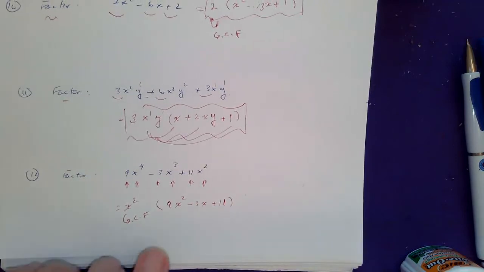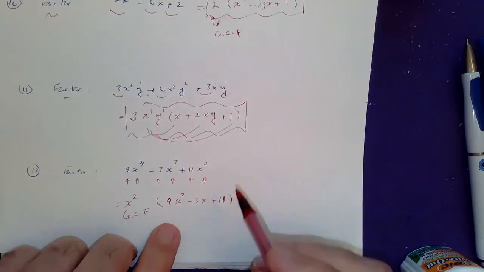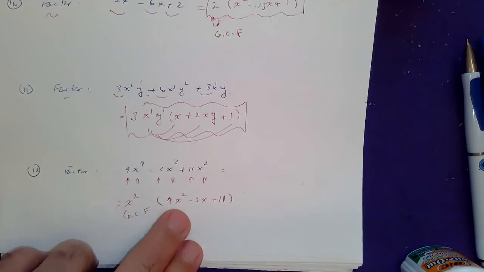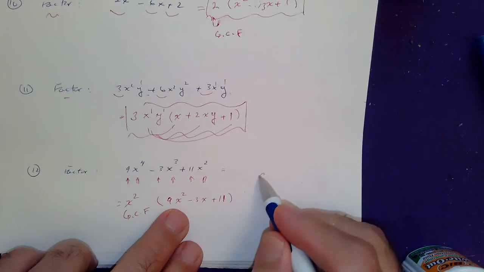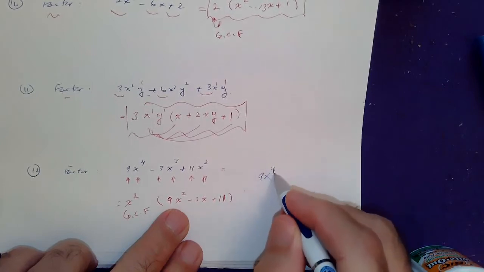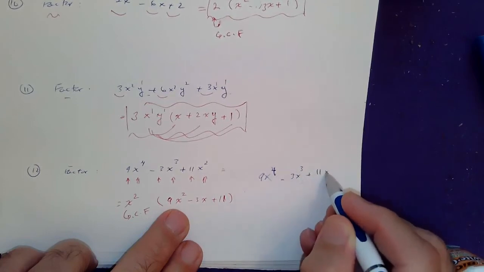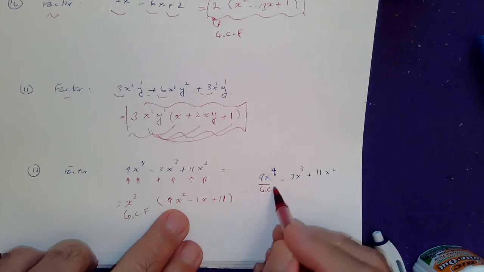Okay, just in case you were wondering how I am getting these terms inside the parentheses, the way I get those terms is I take the original problem, like so. Okay, do you see it? And I simply divide each of these guys by the GCF.